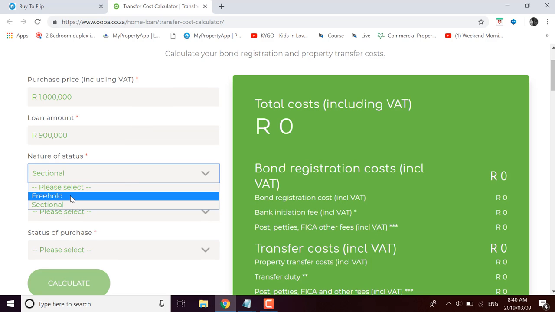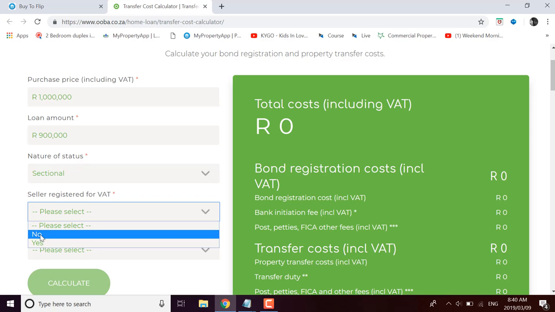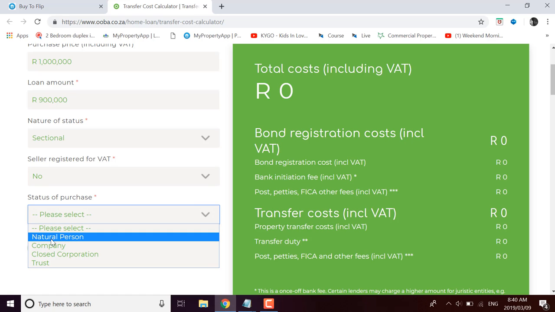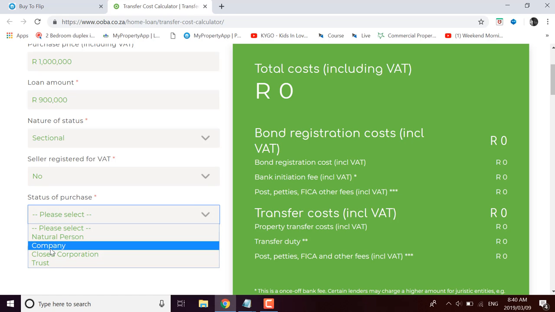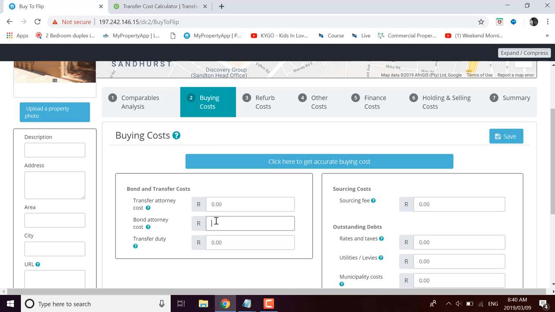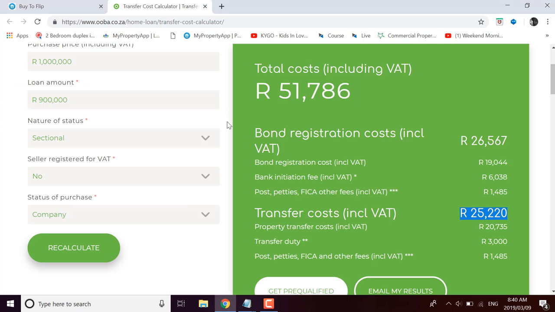It depends. If the property is a freestanding house, it will be freehold. If it's in an estate, it's called sectional title. The seller is not registered for VAT unless they have this in a company and the company generates more than R1,000,000 Rand turnover. Status of purchase: are you buying it in your personal name, company, CC or trust? I'd say company. Calculate. There we go. Our total buying costs are 51,786. So the bond registration, I'm going to round it up to 27,000. And then here the transfer cost is 25,000.